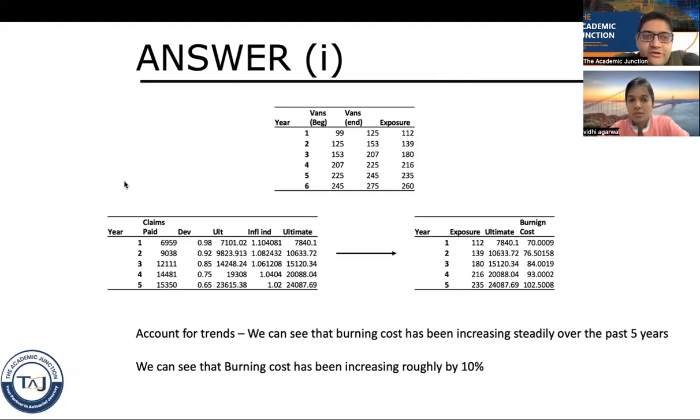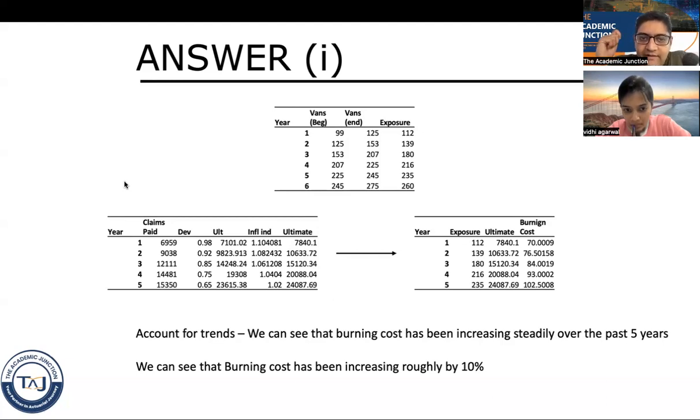Clear? So I've got the exposure for year 6 as well. Now I trend the claims to ultimate. I don't think there's any problem with this. And once I trend the claims to ultimate, I will calculate the burning cost.